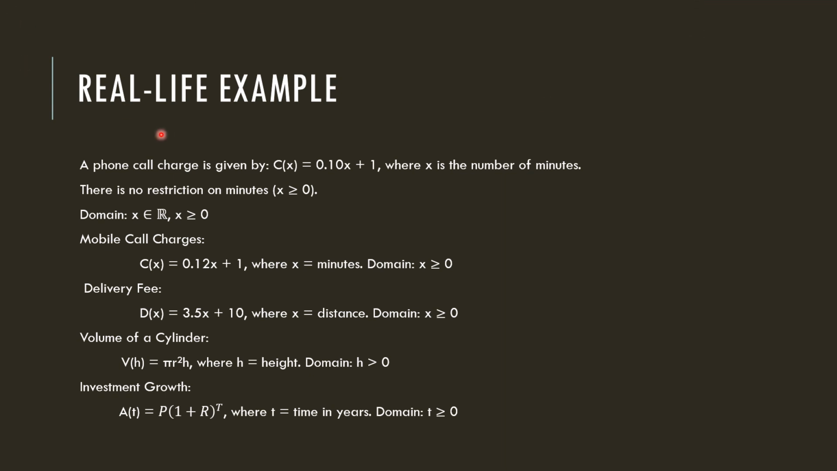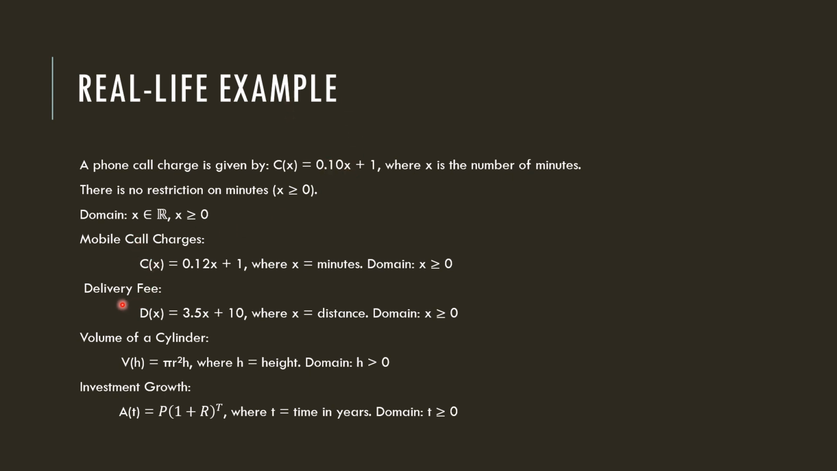Now let's move to the next slide, which is real life examples of domain. A phone call charge is given by c of x equal to 0.10x plus 1, where x is the number of minutes. There is no restriction on minutes. x is greater than or equal to 0. So here, no restriction on the minutes, and the minutes will be x greater than or equal to 0. So you'll be able to know your charge.